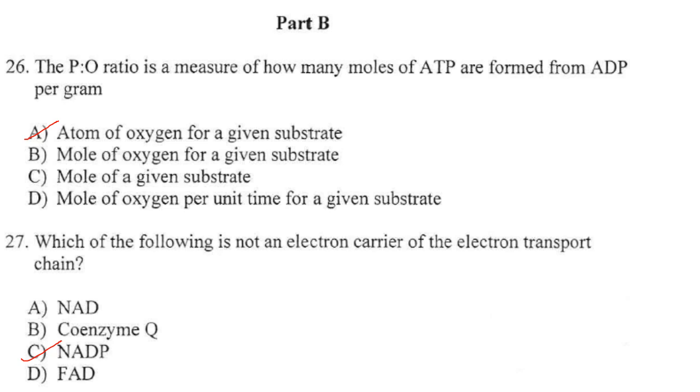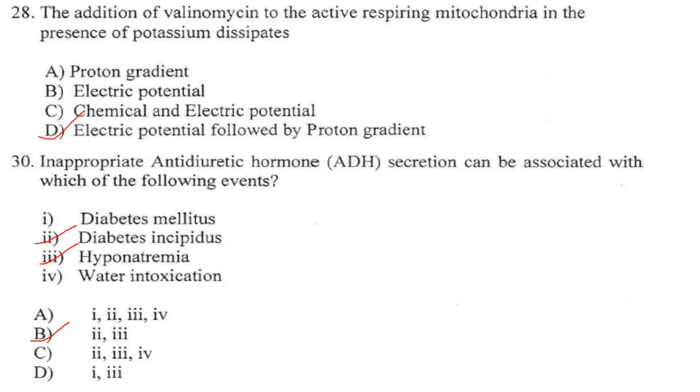Whereas NAD, coenzyme Q, FAD, they are all electron carriers in electron transport chain, but not NADP. Then the addition of valinomycin to the active respiring mitochondria in the presence of potassium dissipates. So valinomycin binds to K positive ions on the surface of the mitochondria, and it will form what is called the K plus valinomycin complex.